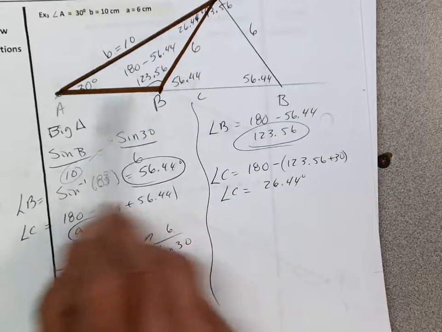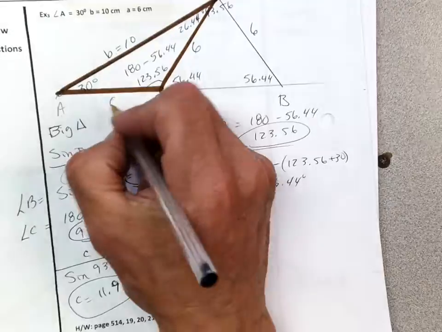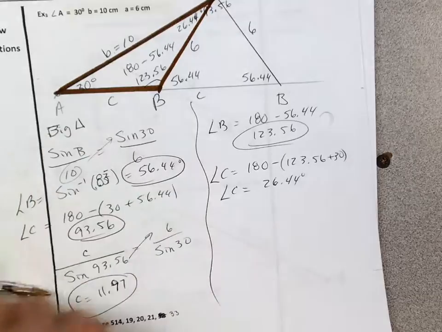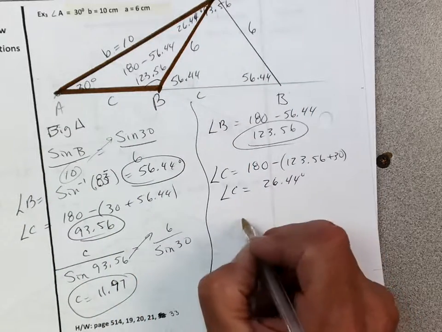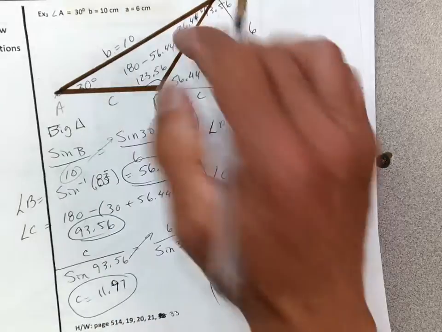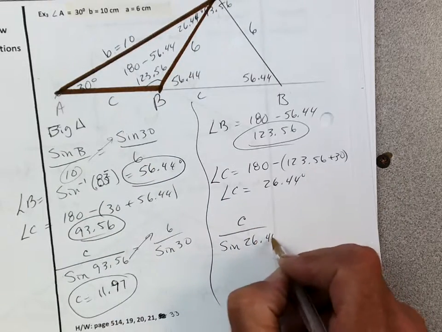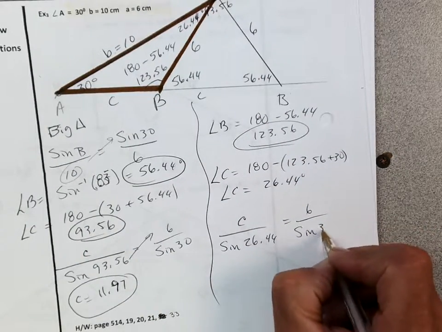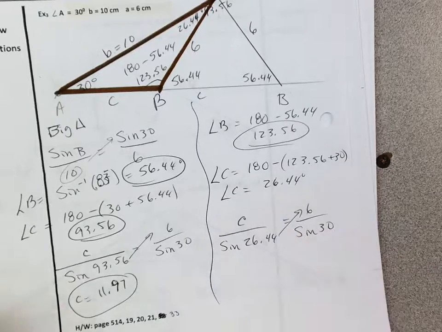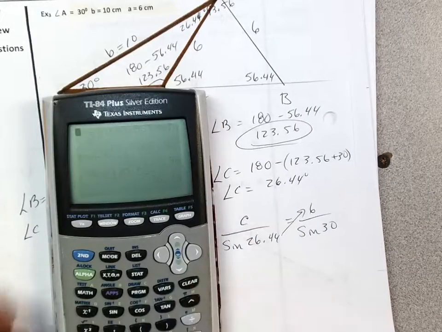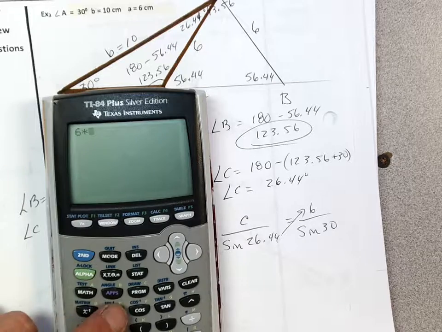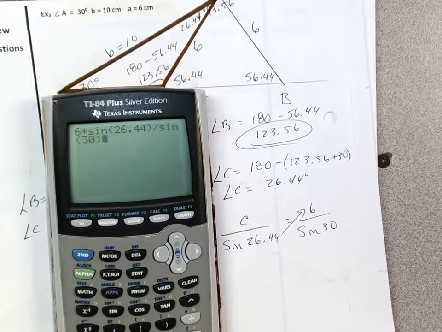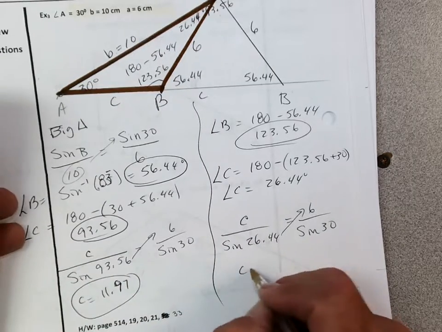Okay, now we need little c, which is no longer all of this, but this little part here, right? Little c is no longer all of this because this part's gone. We just need this part here. So again, opposites. Little c over the sine of 26.44 equals 6 over the sine of 30. We'll multiply that up, right? And we'll go 6 times the sine of 26.44 divided by sine of 30, and we get an answer of about 5.34.